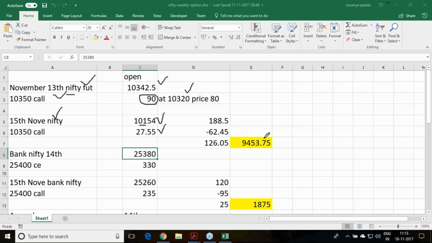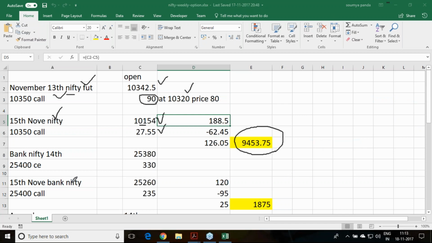If you factor in and calculate the losses and profit, the net profit came to 9,453. The losses that came in the options and the profit you earned in the future, if you factor in both, the net profit was 9,454. So this is what we achieved in the Nifty future last week.